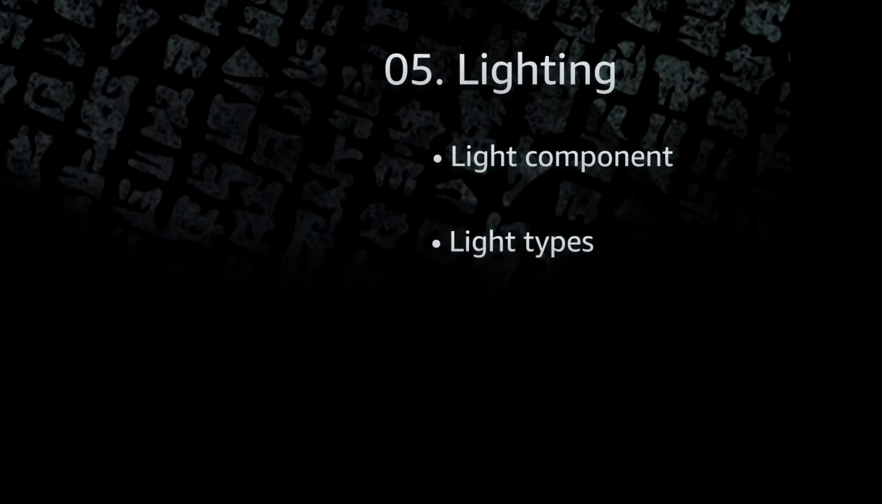In this fifth video of the beginner's course for Amazon Sumerian, we're going to look at lighting. More specifically, we're going to look at the lighting component and also light types.